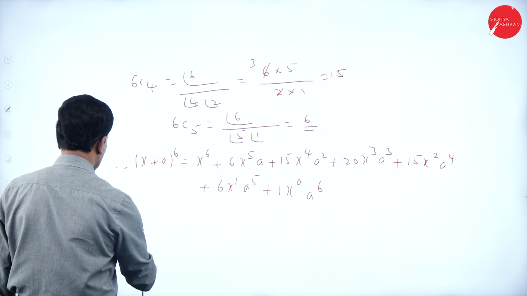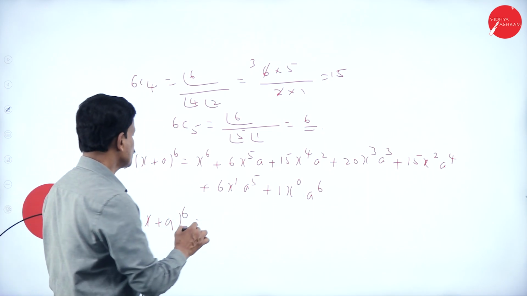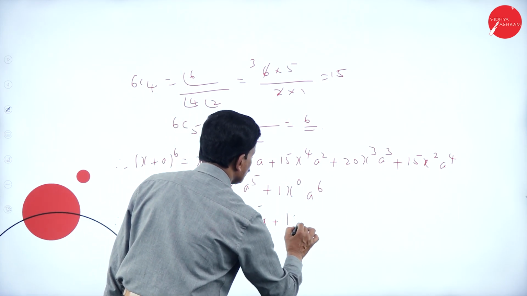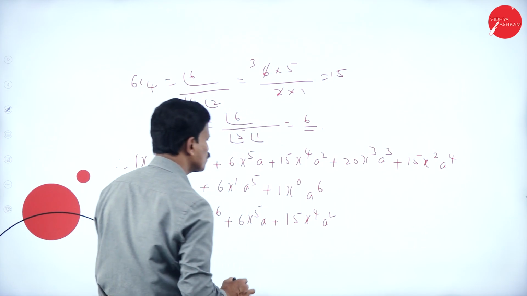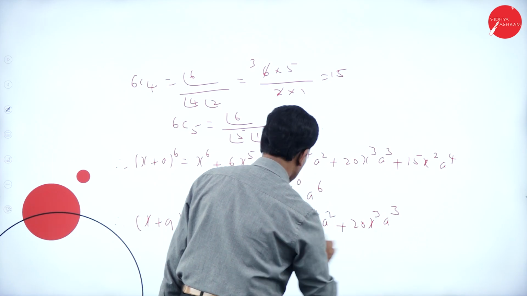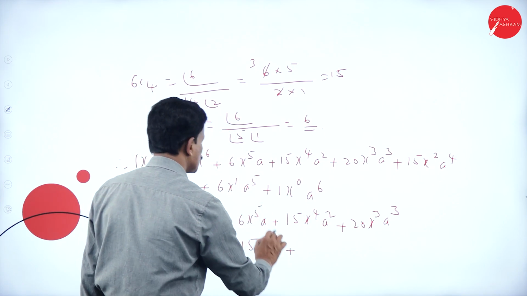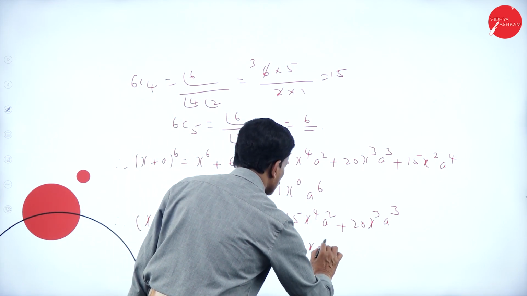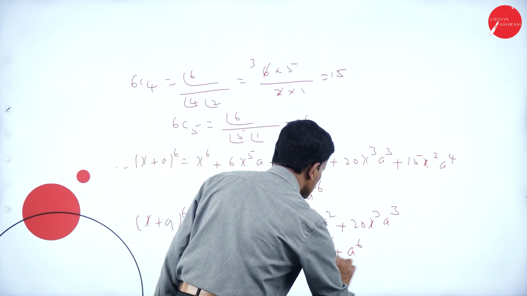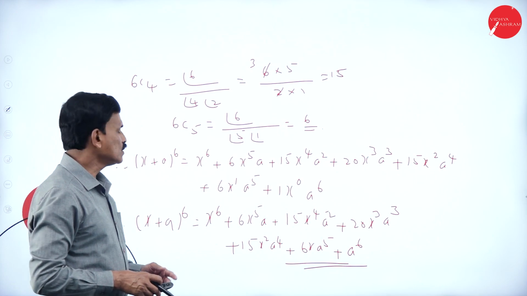So, therefore, the final answer for this is (x plus a) to the power of 6 can be written as x to the power of 6 plus 6 x raised to 5 into a plus 15 x to the power of 4 into a square plus 20 x cube a cube plus 15 x square a to the power of 4 plus 6 x to the power of 1, that is 6 x a to the power of 5, plus 1 into x raised to 0, which is 1, into 1 into a to the power of 6, which is a to the power of 6. So, this is how we are going to simplify using the binomial theorem.